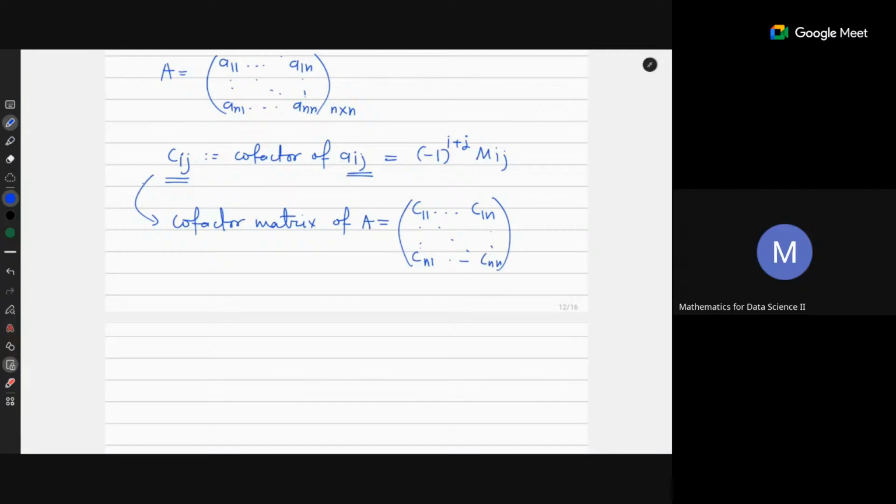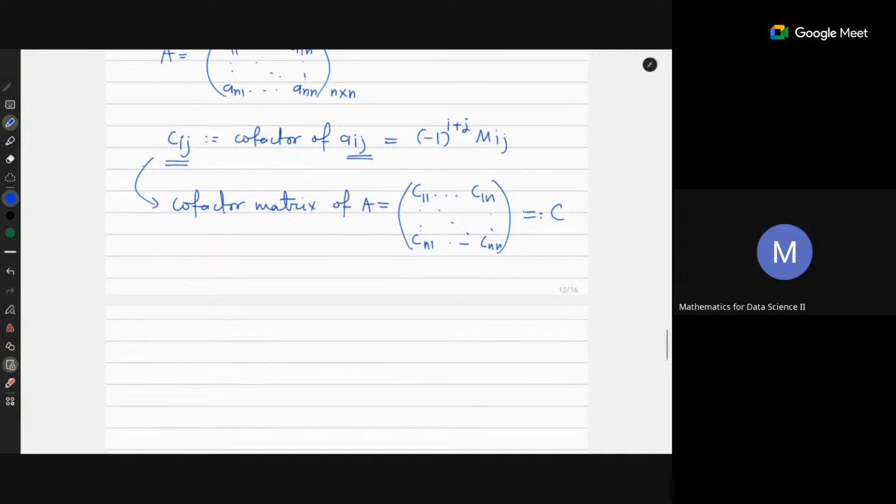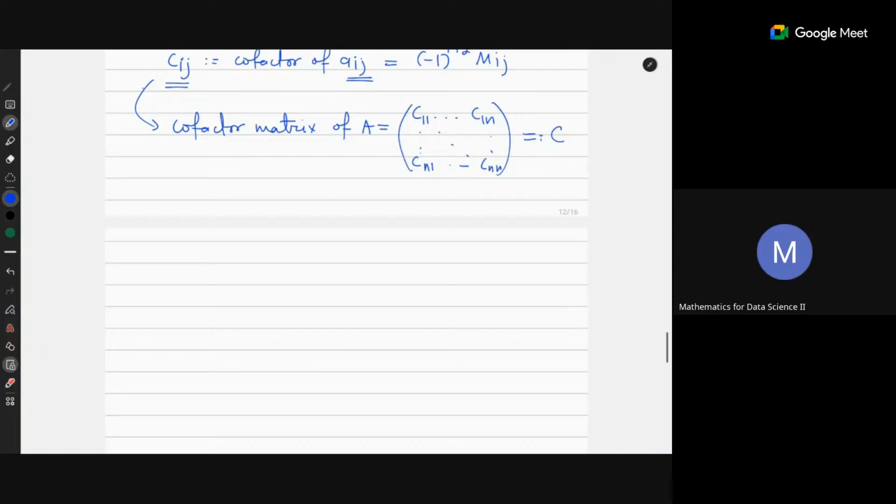Now, we call this matrix C. We define it to be C. Why C? Because it is the cofactor matrix, so we call it C. So now let's look at an example. Let's take your matrix A to be a 3 cross 3 matrix. Okay, so this is a 3 cross 3 matrix.